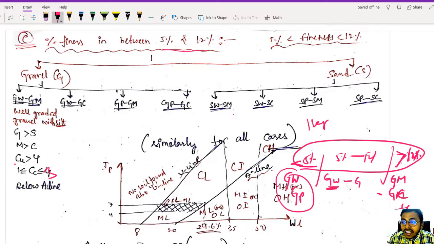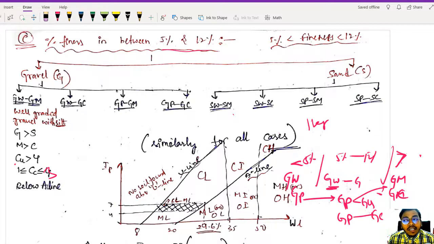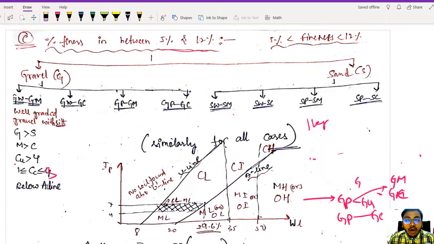Okay, ignore the one below, it is not needed. I hope things are clear, right? Or you can write poorly graded gravel with silt, or you can write poorly graded gravel with clay. The same thing continues for sand also. For sand also, it is the ditto copy paste concept. Okay, ditto copy paste concept.